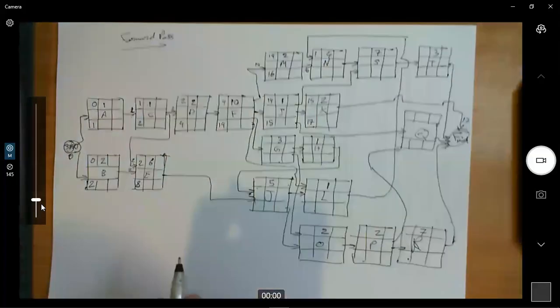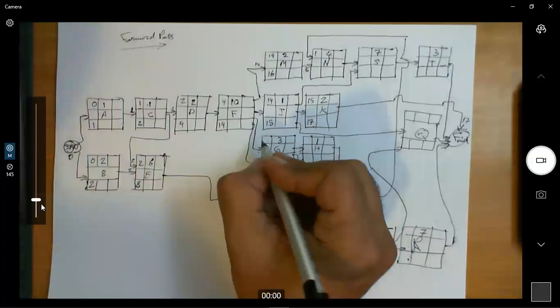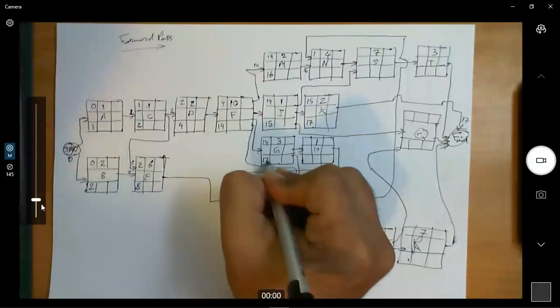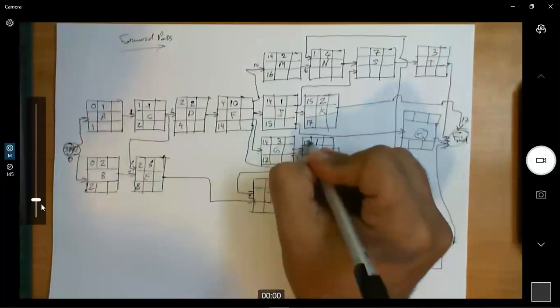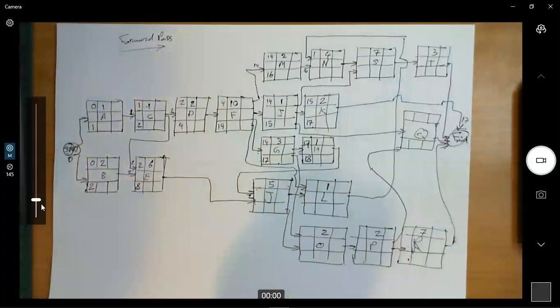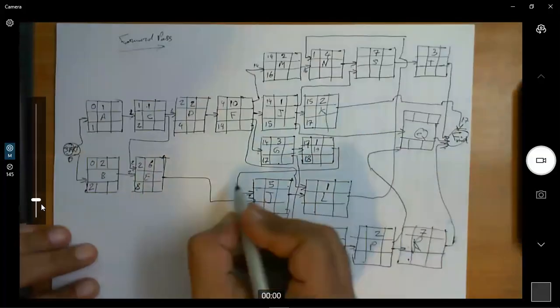So here we have 14. 14 plus 3 is 17. Then here we have 17. 17 plus 1, 18. Okay. Then this 18 goes here.